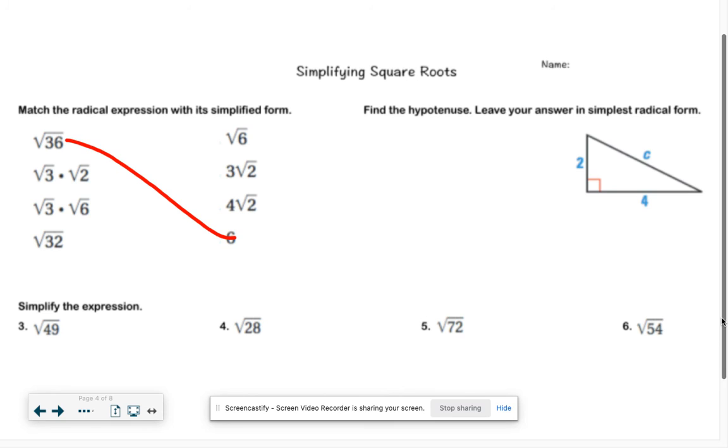Okay, square root of 3 times square root of 2 is what? Square root 6. Yep. What about square root 3 times the square root of 6? What's 3 times 6? 18. Now what perfect square goes into 18? 9, right? How many times does 9 go in there? Twice. What's the square root of 9? 3. So 3 root 2. I knew it. You did.